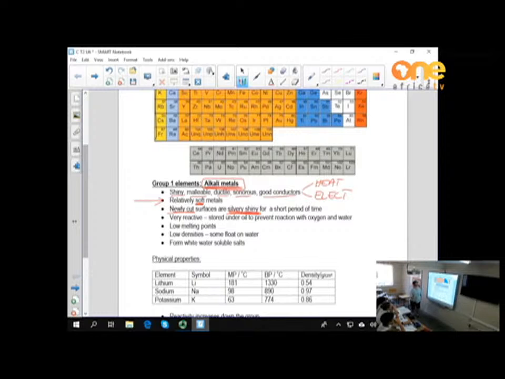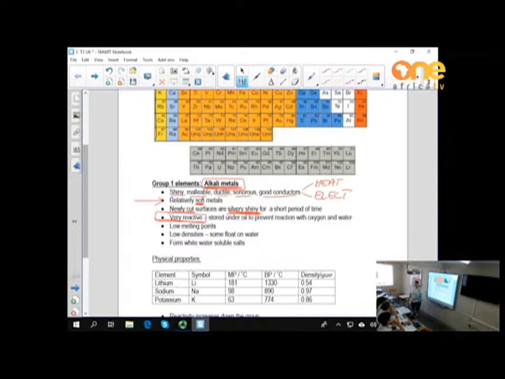They are very reactive. They are so reactive that I cannot take a piece of sodium and put it on the shelf in the laboratory, because there would be a danger of it starting to burn. Sodium and potassium is even more reactive. It reacts violently with oxygen and with water.